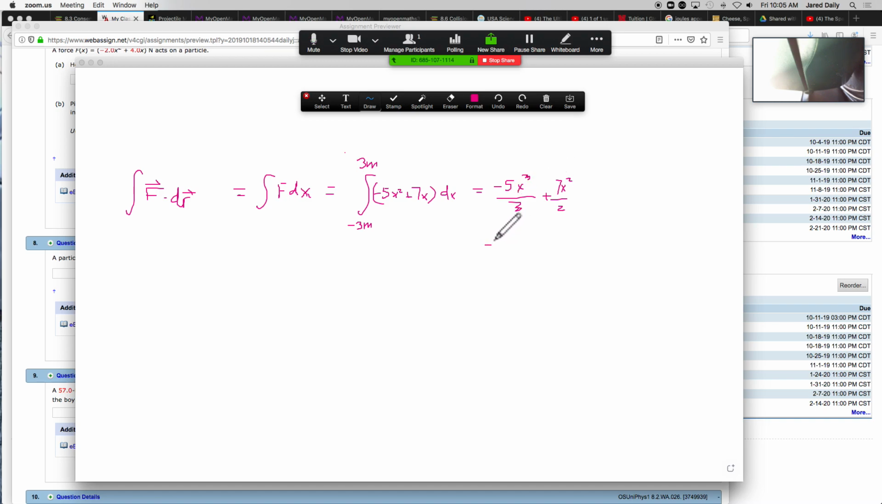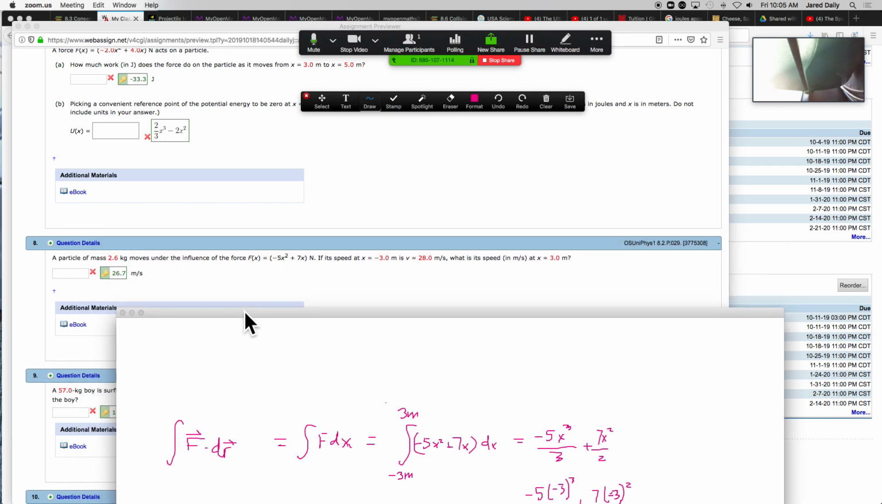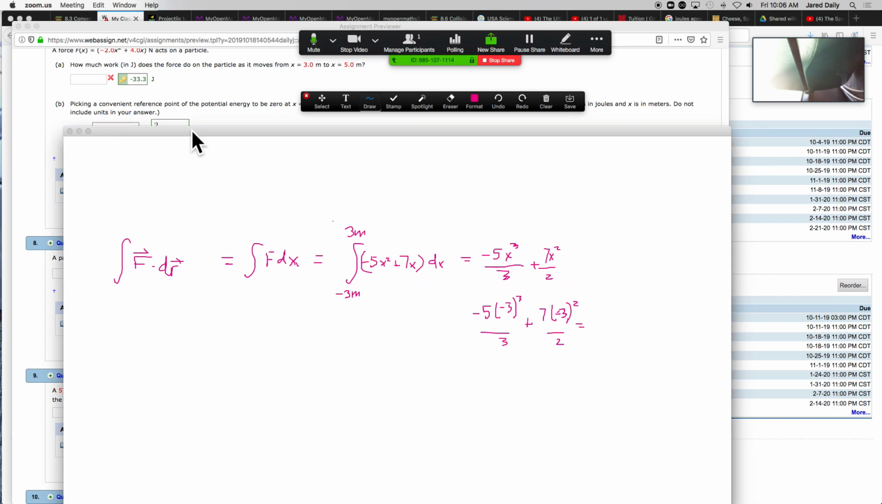So if we plug in negative 3 into here, negative 3 cubed over 3 plus 7 times negative 3 squared over 2. If this is equal to the initial velocity that they gave us, which in my case is 28 meters per second, then we're good. If it's not, then we can't do it this way. So we'll check real quick.